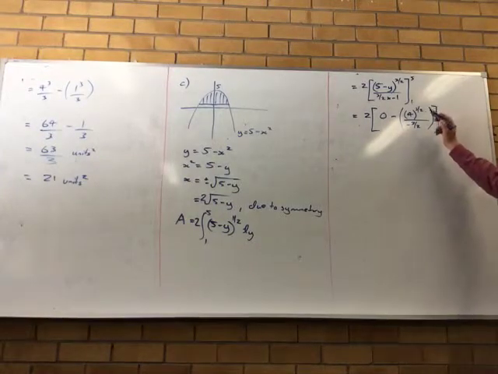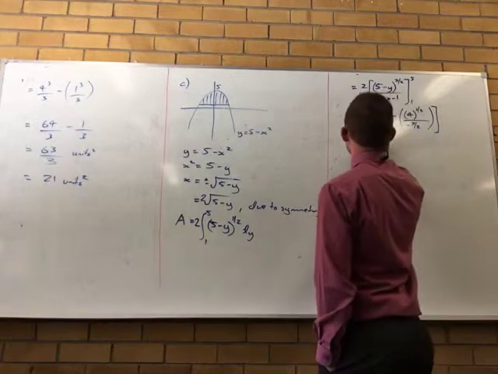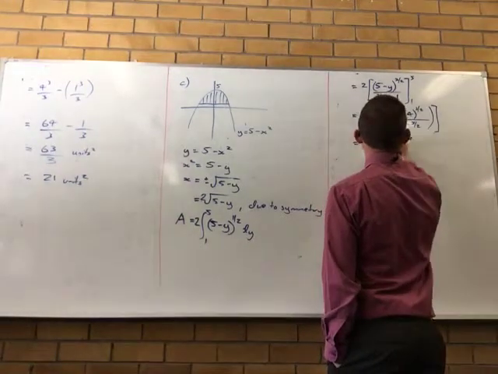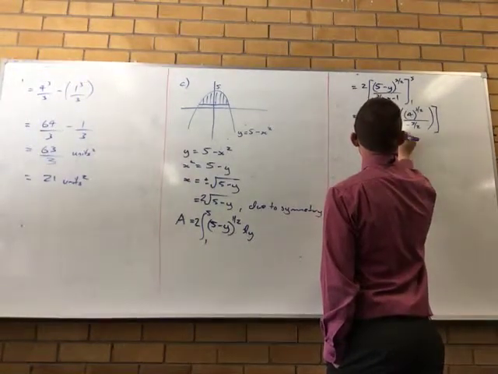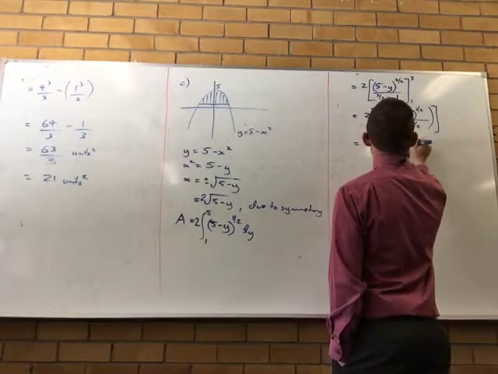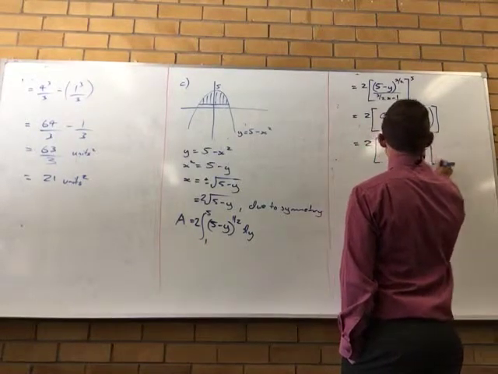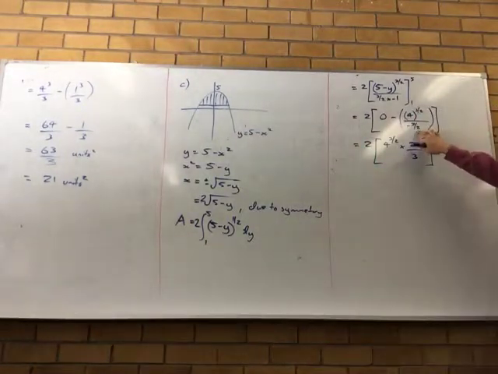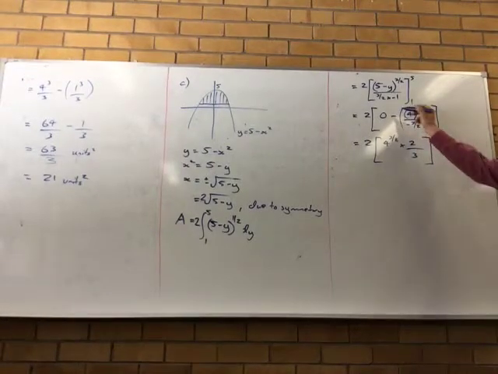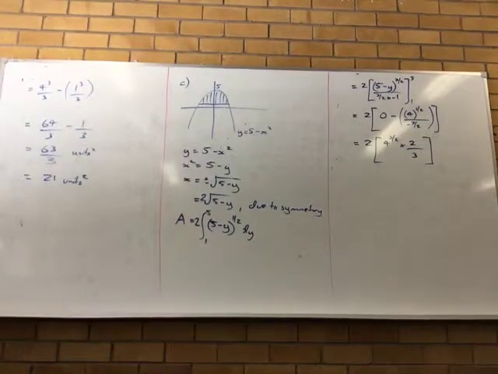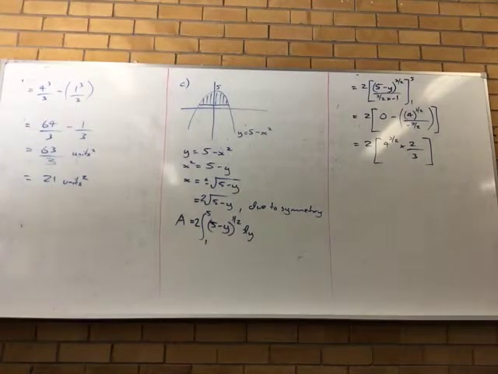Okay, so it's really 2 lots of 4 to the 3 over 2 times 2 over 3. We're dividing by a fraction. My negative signs have been cancelled because there's 2 of them. So what is 4 to the power of 3 over 2?